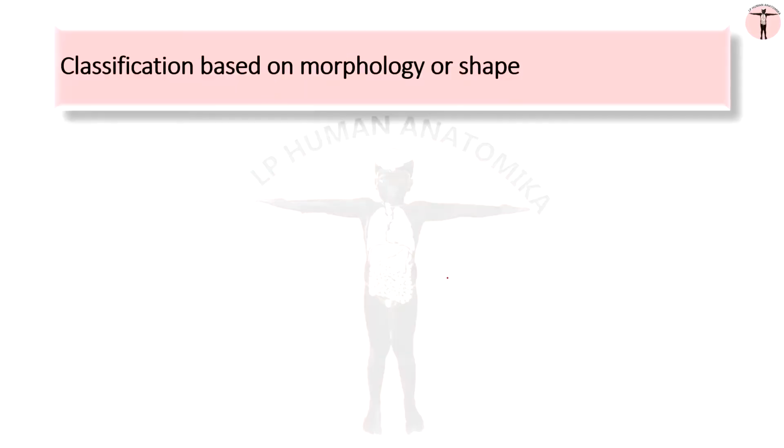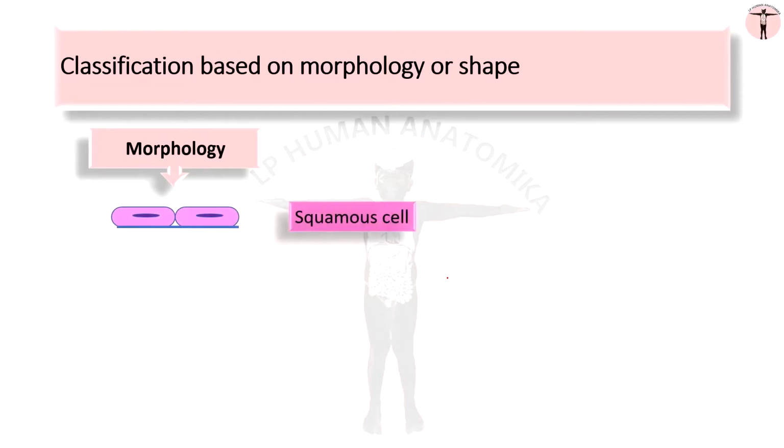To the classification of the various epithelia of the body: it is based on the shape and arrangement of the cells. That is, classification of the epithelia depends on the morphology or shape and the arrangements of the cells. So based on the shape of cells, the epithelium is classified into squamous cells, where the cells are flattened.